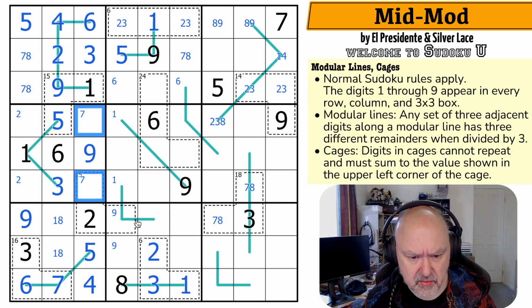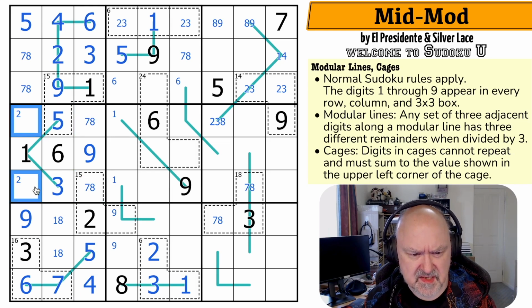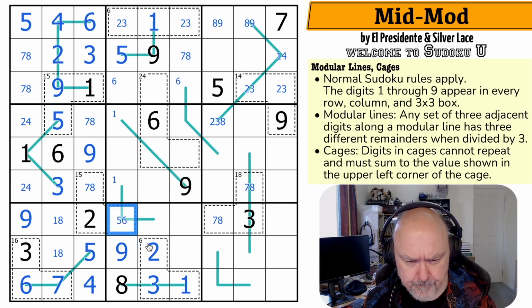So these are known. 1, 2, 3, 4, 5, 6. These are 7 and 8. So these are 2 and 4. So I do have something here. This sums to either 9, making that a 6, or 10, making that a 5. That is not the 9, that is the 9. And the 5 looks down, making that the 6.